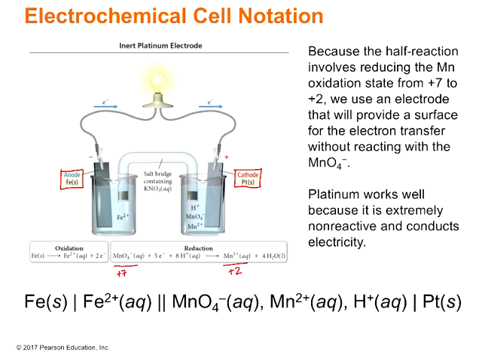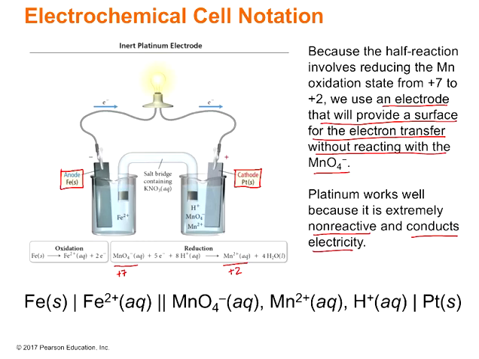So up above it says, because the half reaction involves reducing the manganese oxidation state from +7 to +2, we use an electrode, so platinum, that will provide a surface for the electron transfer without reacting the permanganate ion. The reason we want to use platinum here is it works really well because it's extremely non-reactive but still conducts electricity. So the platinum is not going to react with permanganate, it's just going to help transfer electrons.